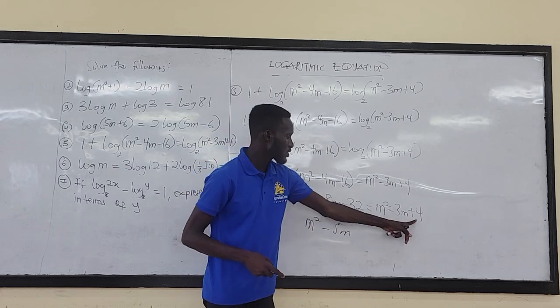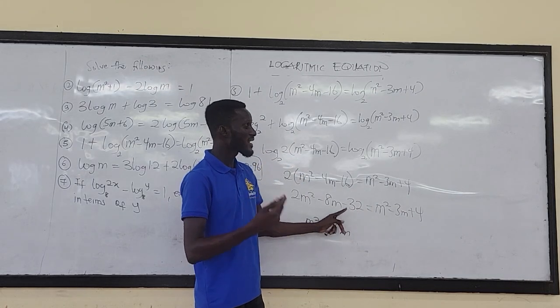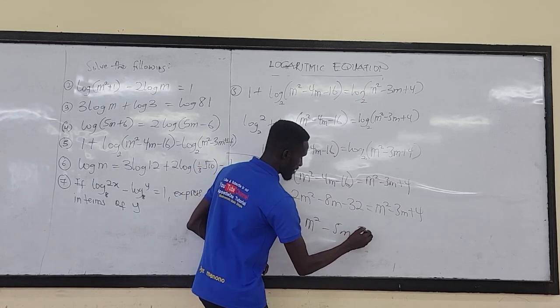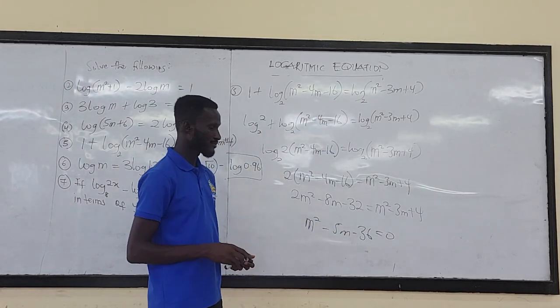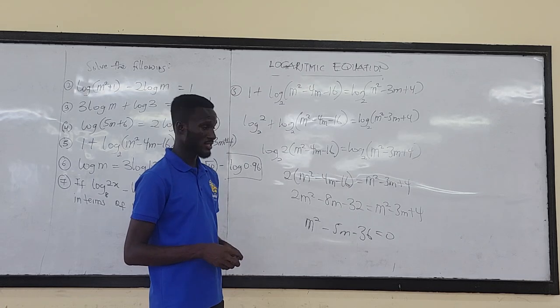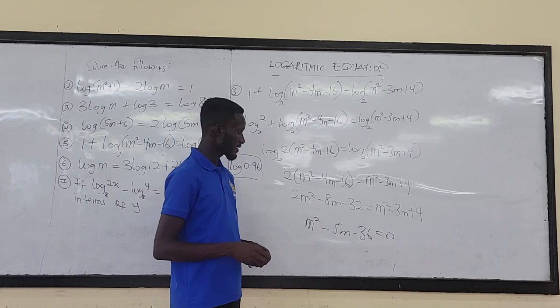And at this point, the equal to sign makes this one negative. So we have negative 32 minus 4, which will give us minus 36, all equal to 0. All equal to 0. So it's as simple as that. We are not supposed to waste too much time on this one.